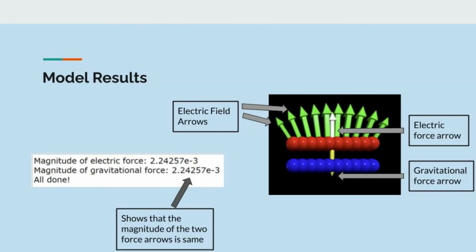As you can see, there are green electric field arrows pointing in mostly the y direction, but have x components. This shows all of the forces that were acting from the bottom tape on the top tape in a linear direction. The electric force arrow is represented by the white arrow in the positive y direction, which is balanced out perfectly by the gravitational force arrow that is acting in the negative y direction. The magnitude of the electric force was 2.24257 times 10 to the negative 3 newtons, which was equal to the magnitude of the gravitational force.